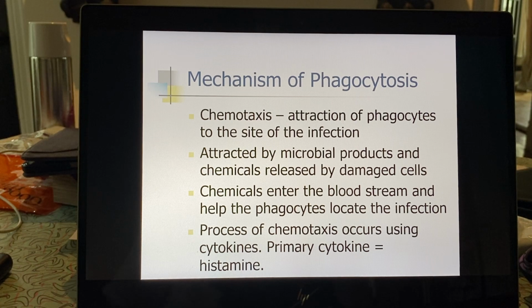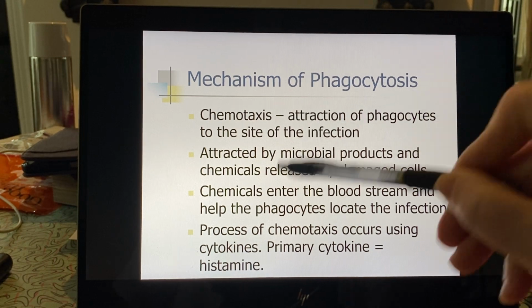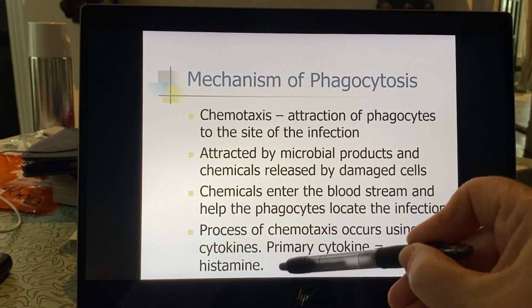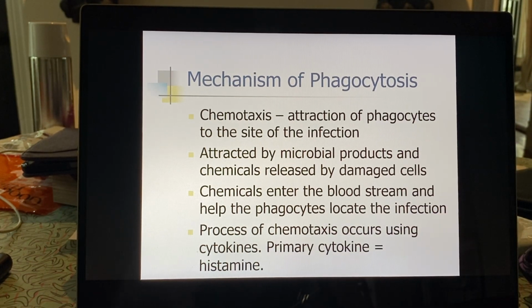Now, what are some of the chemicals? We refer to the chemicals that start this process as cytokines. And by far, the primary cytokine is histamine. Okay, so histamine, you know, your cells wouldn't know to get to the site of the infection if you did not produce histamine. So once histamine starts traveling through the bloodstream, which will happen when your defenses have been basically breached by a microbe, that histamine is going to trigger the neutrophils to get to the site of the infection, and it's going to trigger monocytes to start turning into macrophages.